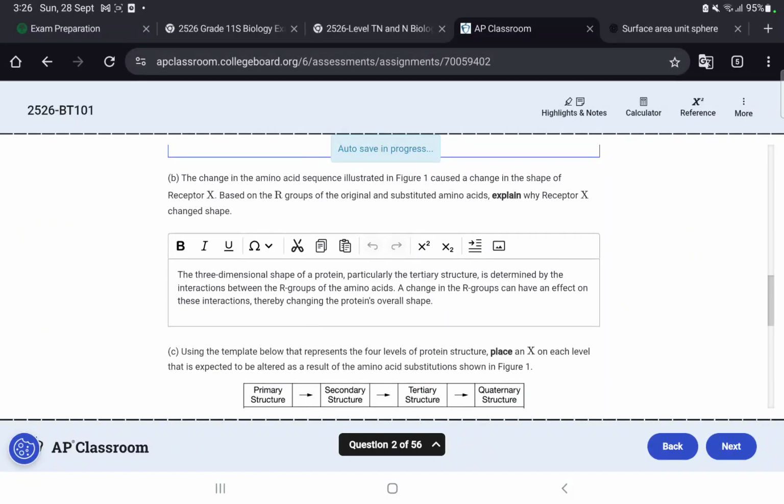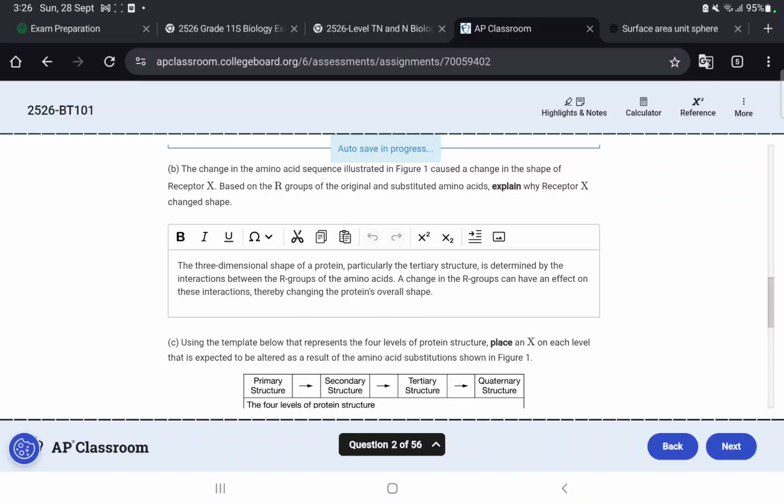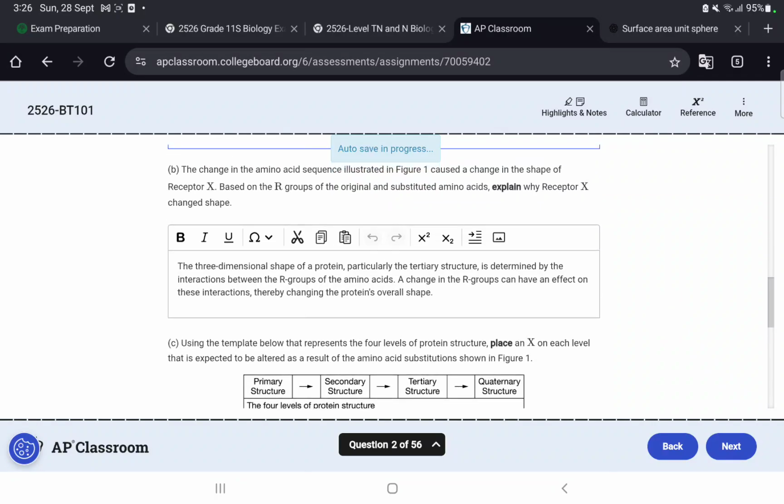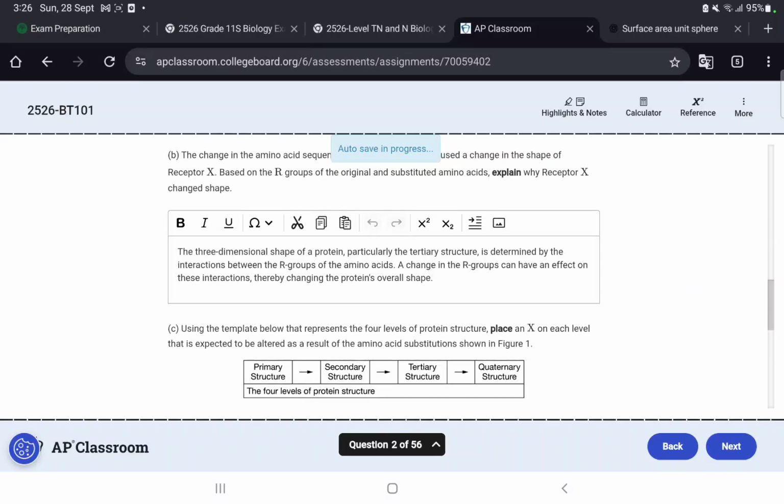The change in the amino acid sequence illustrated in figure 1 caused a change in the shape of receptor X. I wonder, I changed the R group. What is going to happen? Based on the R groups of the original and substituted amino acids, explain why receptor X changed its shape. The three-dimensional shape of a protein, particularly the tertiary structure, is determined by the interactions between the R groups. If you change the R groups, it will have an effect on those interactions. And since those interactions are responsible for the shape, the shape will change. Okay?